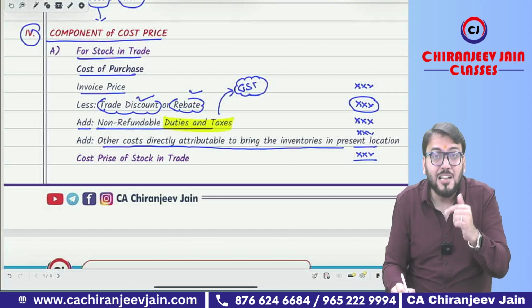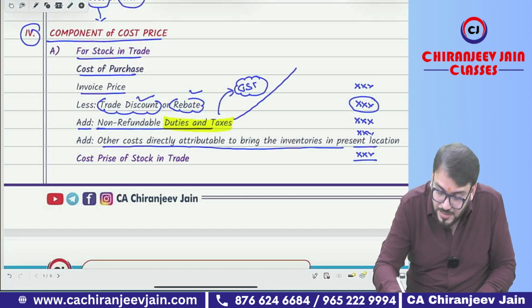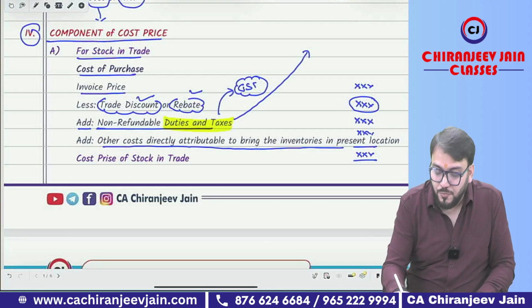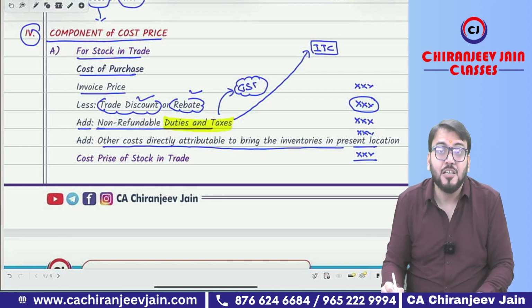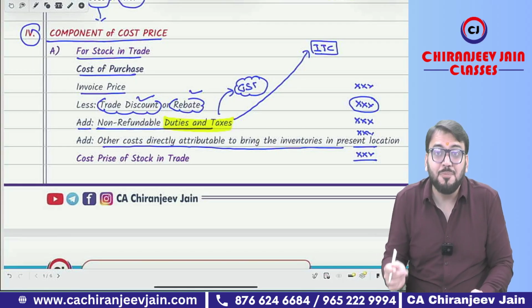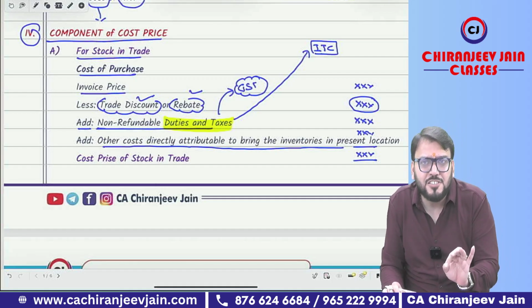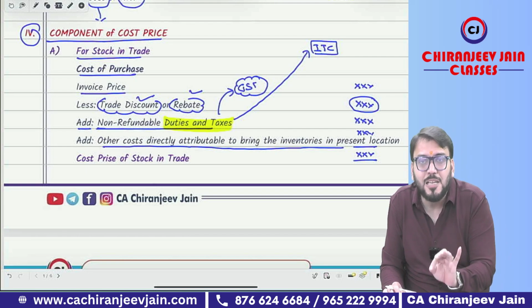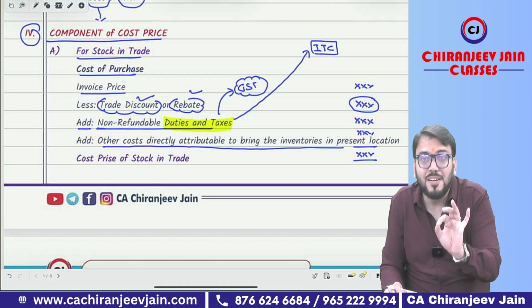When you learn GST, your teacher will say that for GST, input credit is available. We call it input tax credit, ITC. So if the ITC is available, it means it is refundable. If ITC is not available, it is non-refundable. Means in the question, if it is given that input credit is available, it becomes refundable, then don't add it. If it is given that input credit is not available, it is non-refundable, then add it.